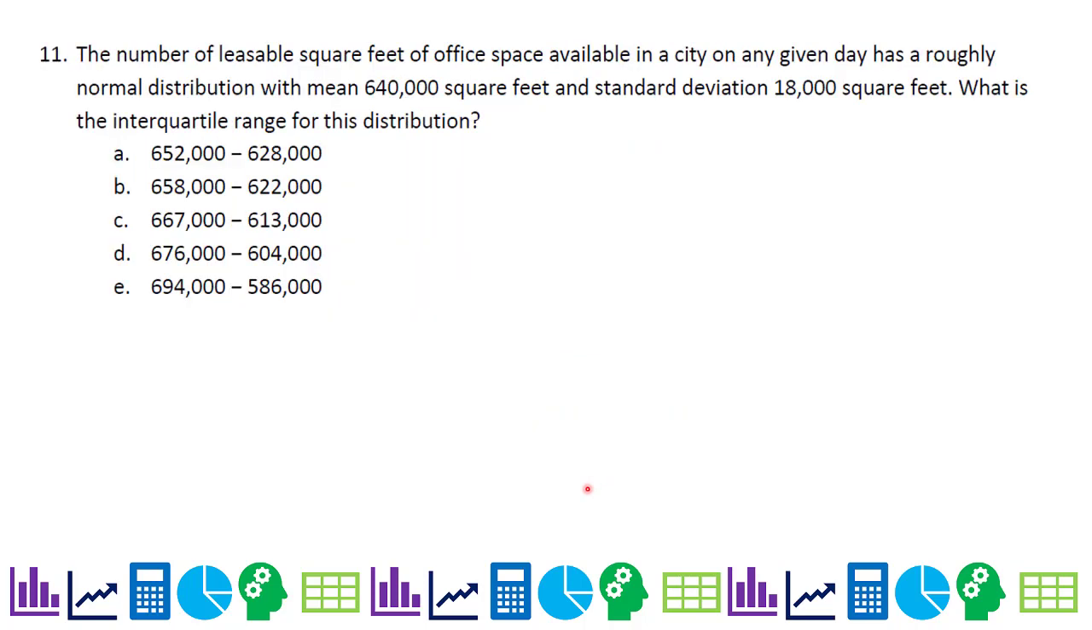Number 11, the number of leasable square feet of office space available in a city on any given day has a roughly normal distribution with a mean of 640,000 square feet and standard deviation of 18,000 square feet. What is the interquartile range for this distribution? Remember, IQR is Q3 minus Q1. Q3 is at the 75th percentile.